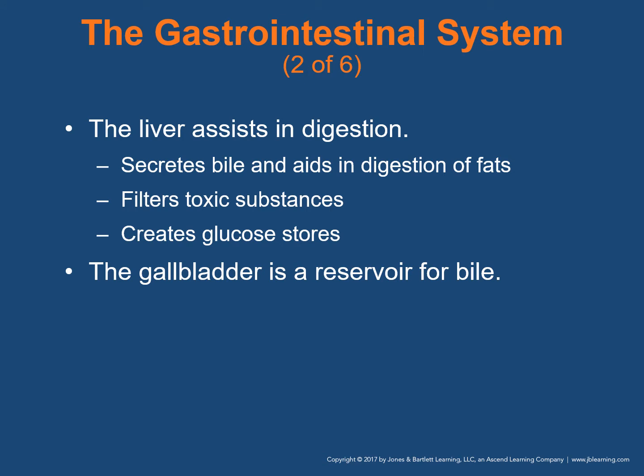The liver, a solid organ, supports digestion with the secretion of bile that helps to digest the fats. It's also going to help filter toxic substances that might have been ingested. The gallbladder, which isn't a necessity to have, is a reservoir for bile. So, if the liver is not functioning at a high enough level, the gallbladder will release bile instead.